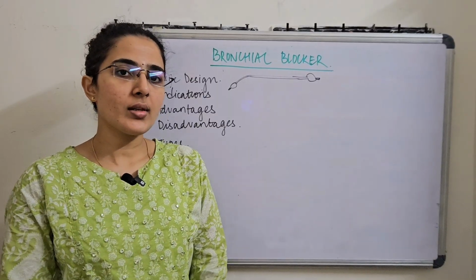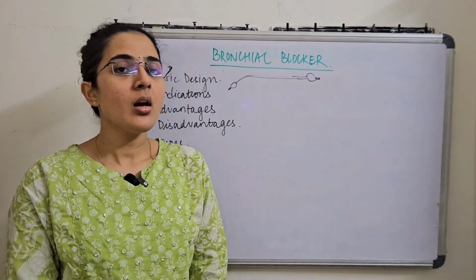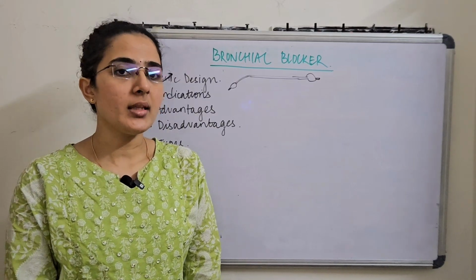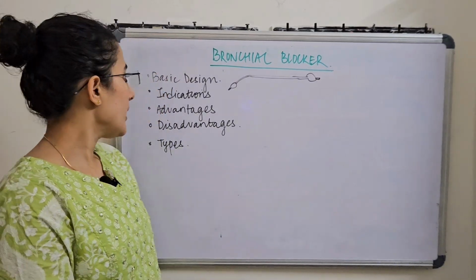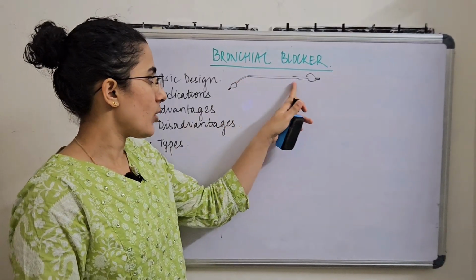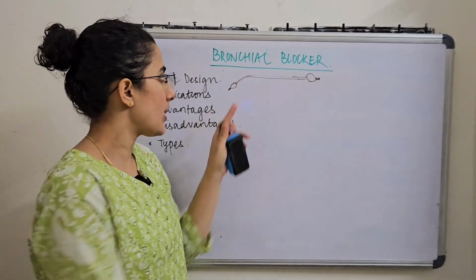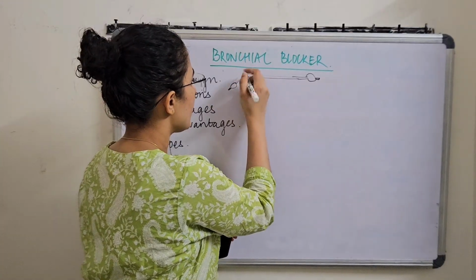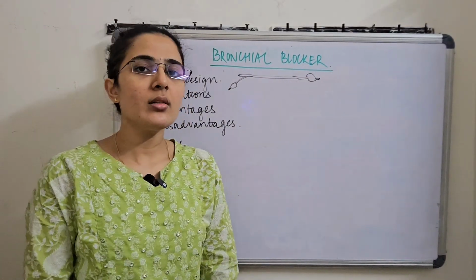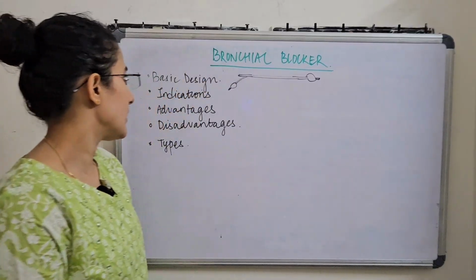This is usually inserted through the lumen, or it can also be inserted by the side of the single lumen endotracheal tube. Coming to the basic design, as I said, it contains a small lumen with a cuff and a pilot balloon with an inflation line that is used to inflate the cuff. The cuff is usually a low volume, high pressure cuff.